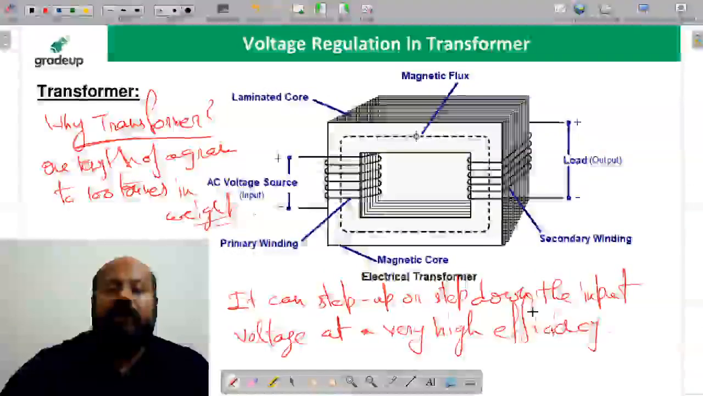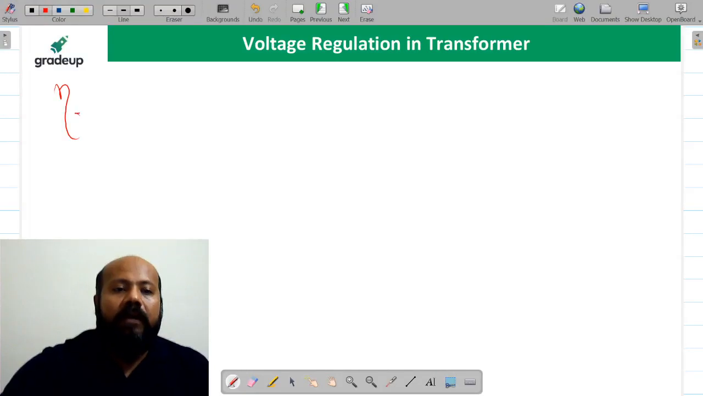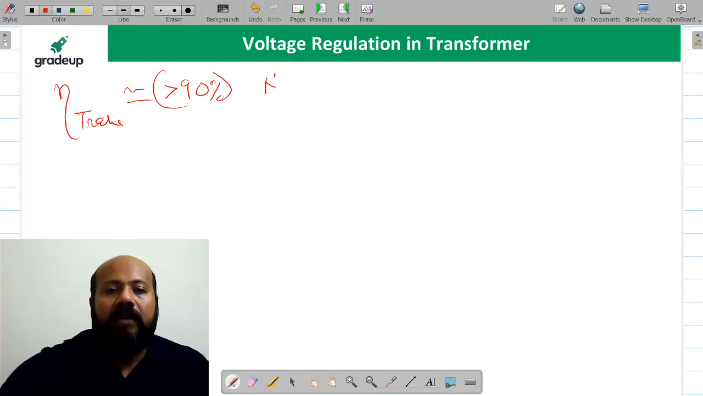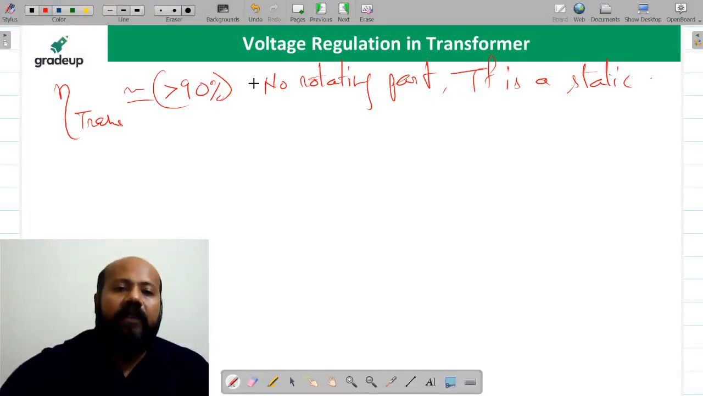In general, if you say the efficiency of the transformer, it is approximately more than 90%. Why? Because there is no rotating part in the machine. Transformer is a static device. That is the first point.